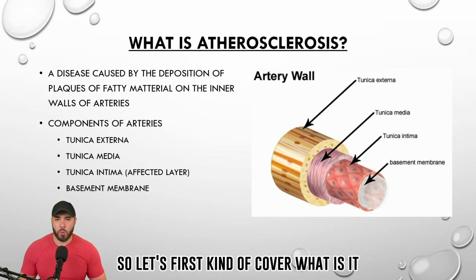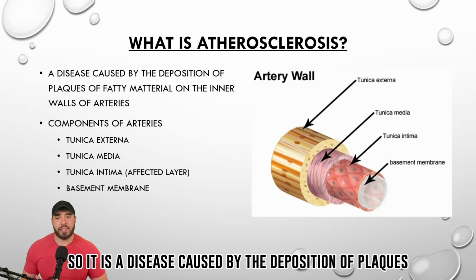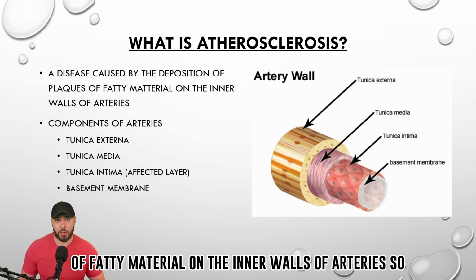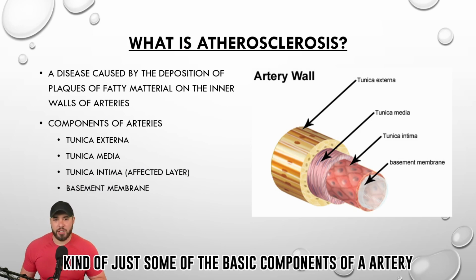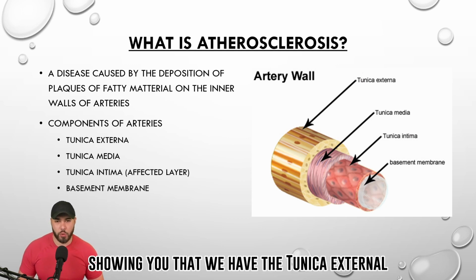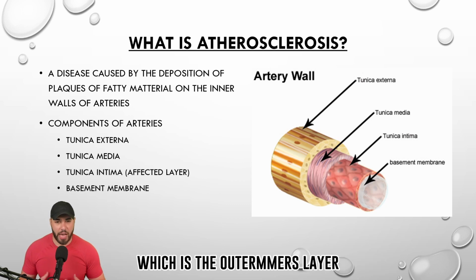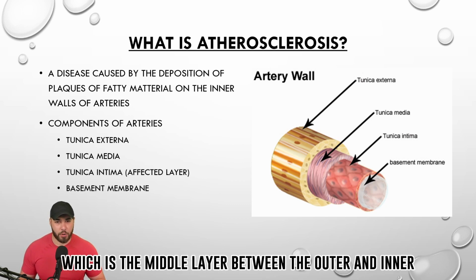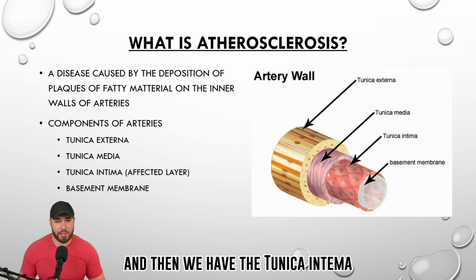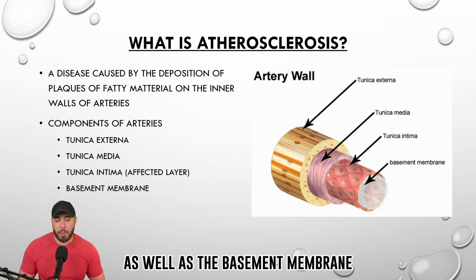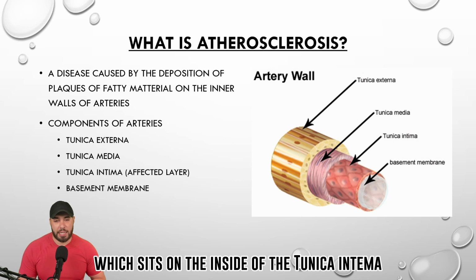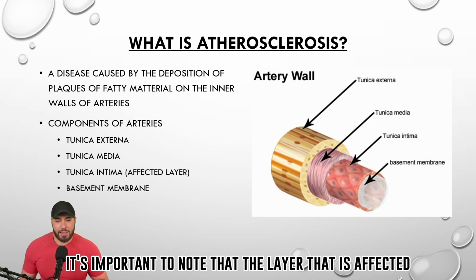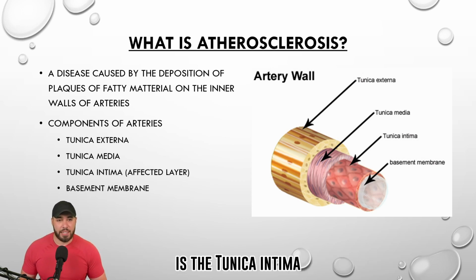So let's first cover what it is. It is a disease caused by the deposition of plaques of fatty material on the inner walls of arteries. So, some of the basic components of an artery. We have here a diagram showing the tunica externa, which is the outermost layer. We have the tunica media, which is the middle layer between the outer and the inner. And then we have the tunica intima, as well as the basement membrane, which sits on the inside of the tunica intima. Now it's important to note that the layer that is affected is the tunica intima.